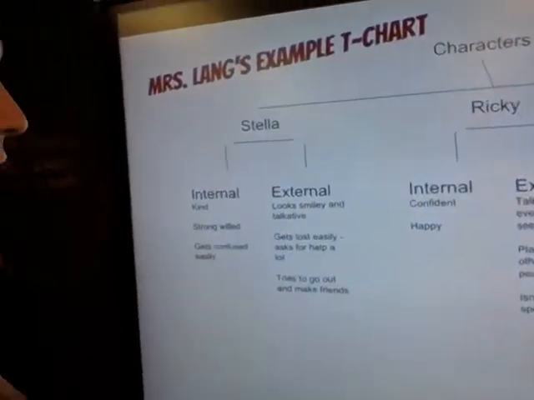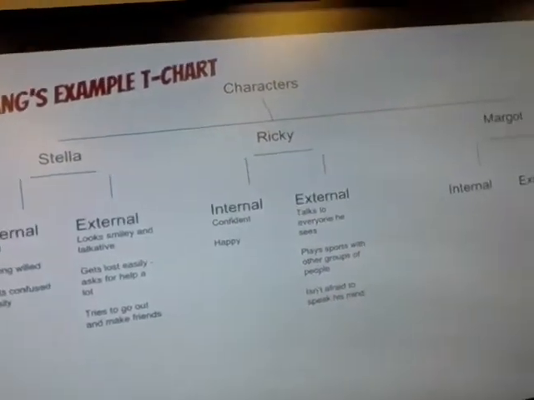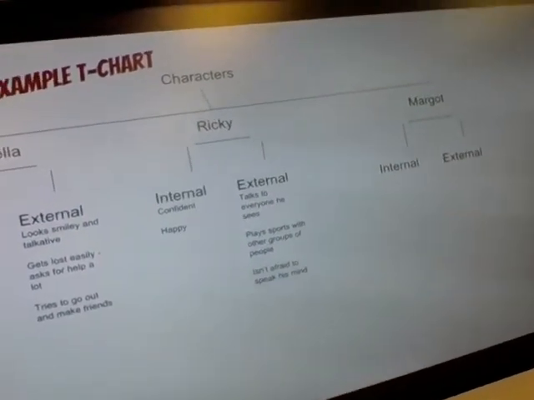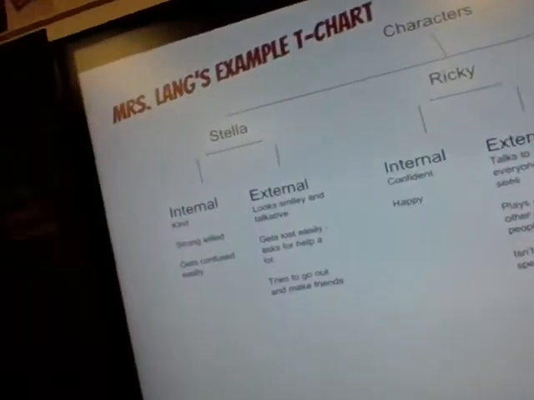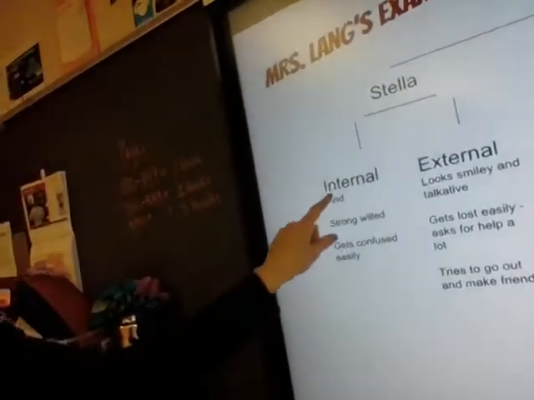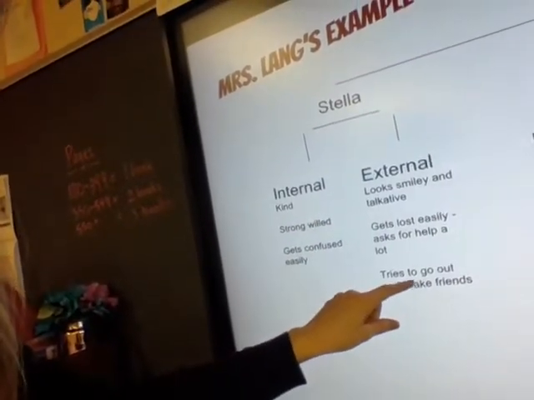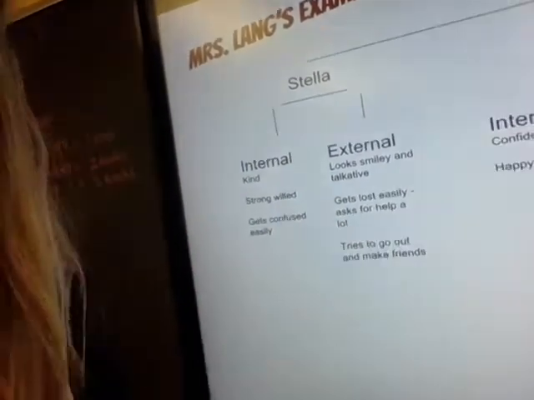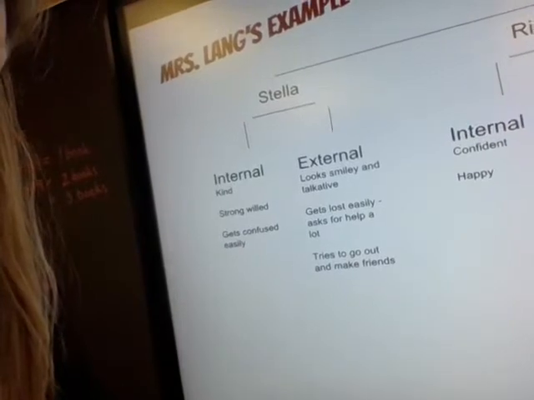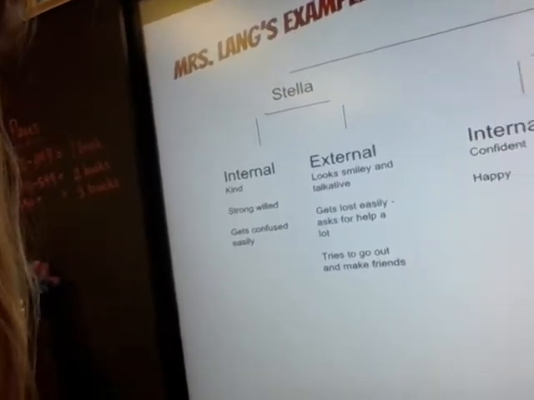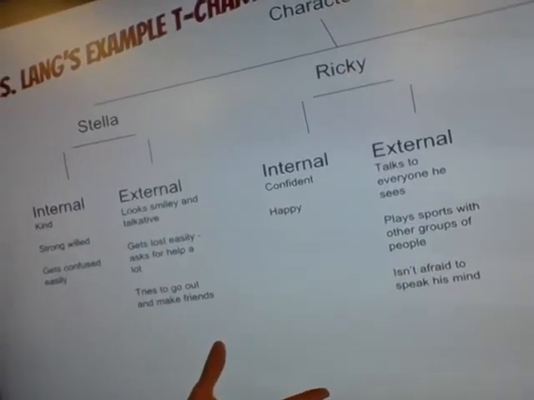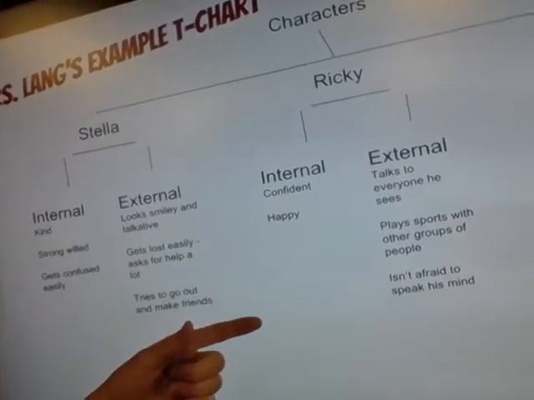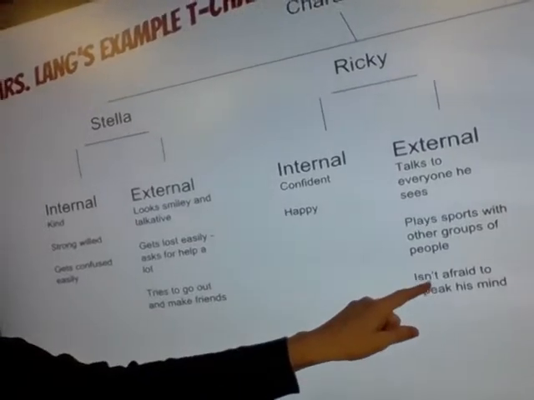For my own story, I have another example. So I created 3 characters, Stella, Ricky, and Margot. I haven't gotten to Margot yet into what her internal and external traits are. However, Stella, I had these written down in my book already. I just re-put them in, maybe in a different context or a different way of telling it. And then Ricky was my other character. I didn't talk about him yesterday in my reader's notebook, but I wrote about him. So I wanted to dig a little deeper.